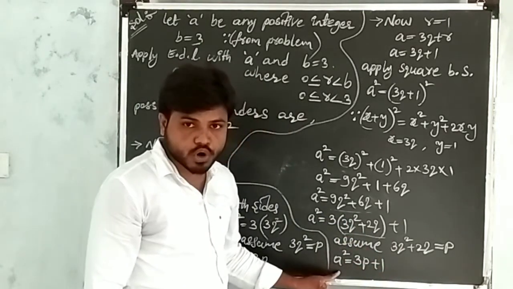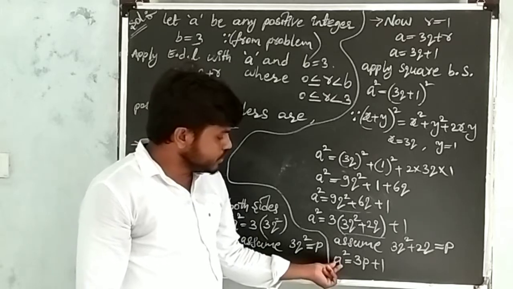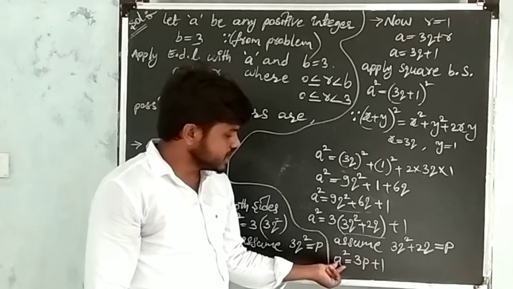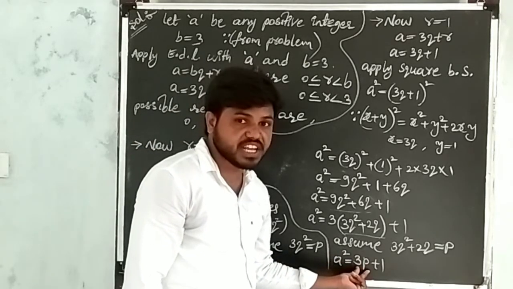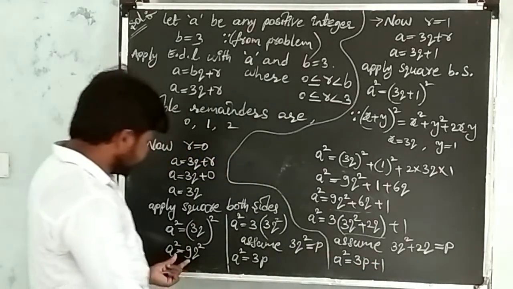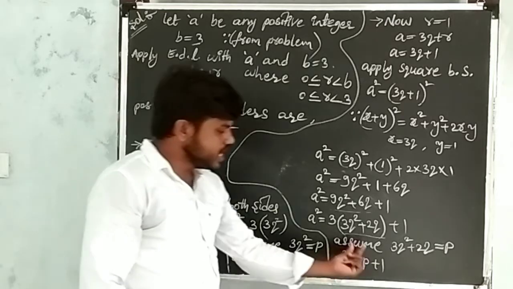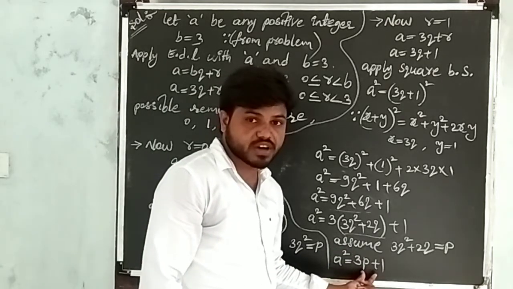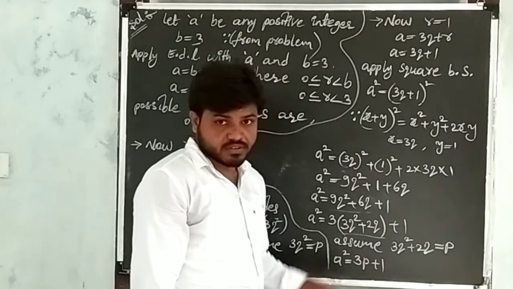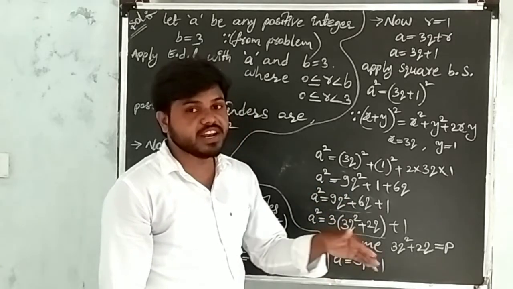A is a positive integer. When you take the square of a positive integer, we may get it in the form 3P plus 1. See here, in the first case we got the square of an integer in the form 3P. Here we got the square of an integer in the form 3P plus 1. The answer will continue on the next screen.